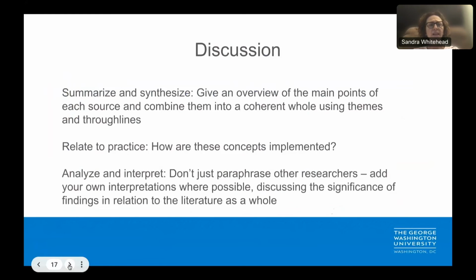Your discussion section should be where you summarize and synthesize. You should give an overview of the main points of each source and combine them into a coherent whole using the themes and through lines. Relate it to practice. How are these concepts implemented? And then analyze and interpret. Don't just paraphrase what the other researchers have said. Use your own thoughts and interpretations. And where it's important, discuss the significance of the findings in relation to the overall literature that exists.